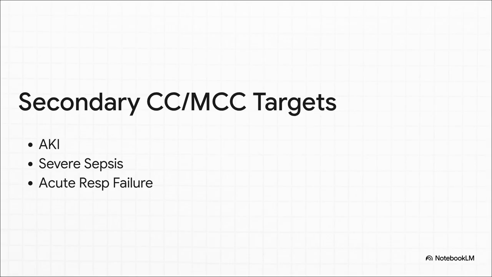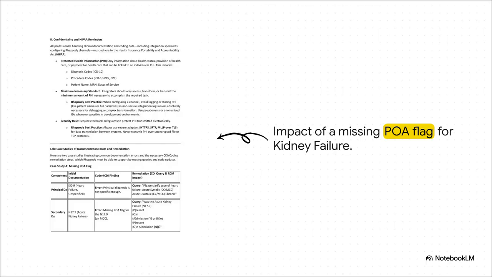Watch for severe sepsis, acute respiratory failure, and severe dysrhythmias like rapid atrial fibrillation or ventricular tachycardia that require continuous telemetry and antiarrhythmic adjustments. Also, if an MI patient is intubated, failing to document the exact mechanical ventilation hours will literally cost you dearly. Let's look at a real-world scenario.